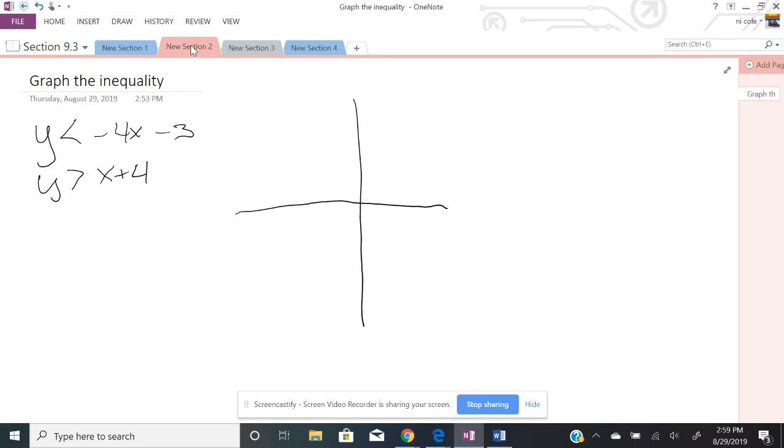So what about another example? Well, this example is dashed, and this one is dashed too. So my m is -4/1, and b is equal to 3. M on this problem is 1/1, and b is equal to 4.